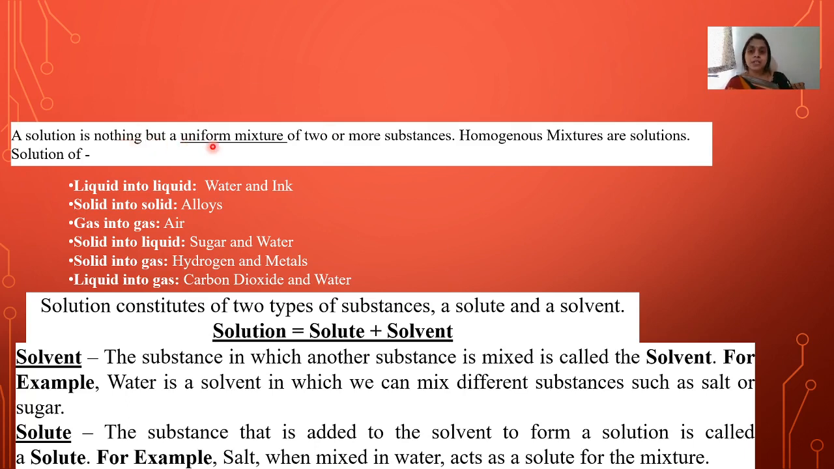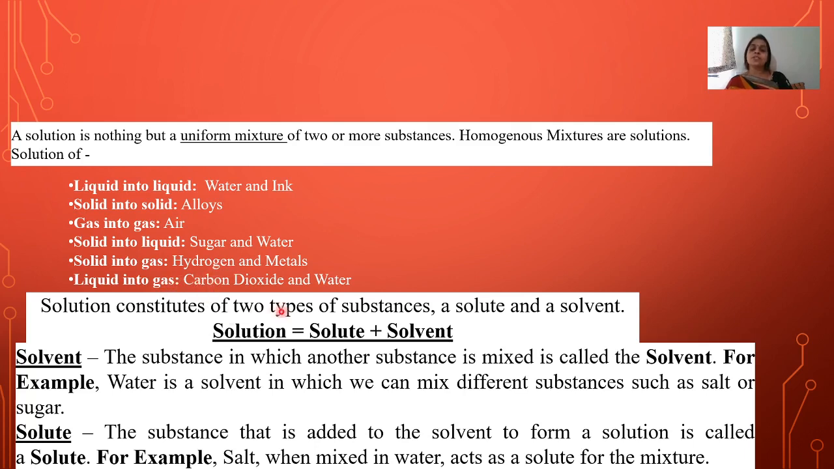A solution is nothing but a uniform mixture of two or more substances. Homogeneous mixtures are solutions. Solutions are of types like liquid into liquid, so liquid dissolved in liquid, water and ink. Solid into solid, alloy. Gas into gas, air. Solid into liquid, sugar and water. Solid into gas, hydrogen and metals. Liquid into gas, carbon dioxide and water.